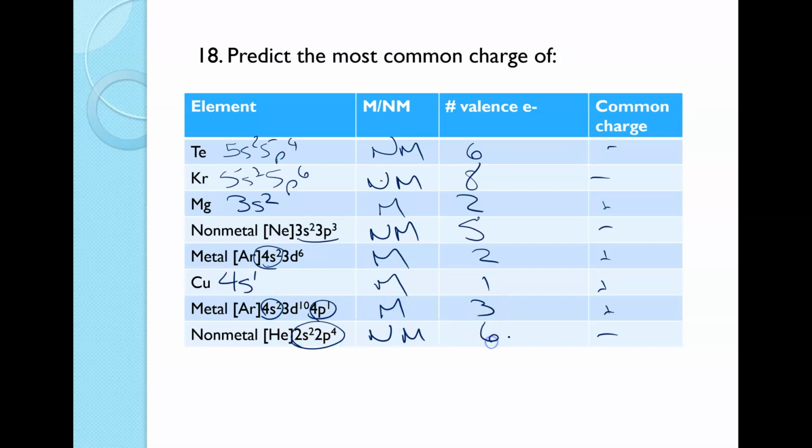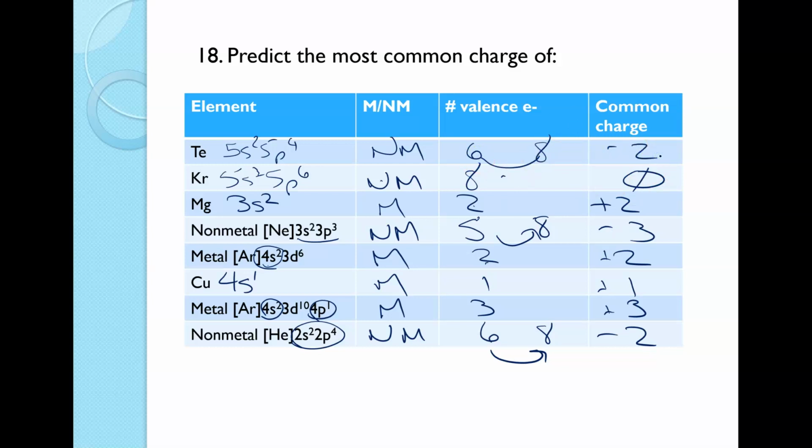Metals, 2 plus 1 is 3. Nonmetals is 6. Okay, and then if it's a metal, I'm just going to take this number and make it positive. Positive 2, positive 2, positive 1, positive 3. If it's a nonmetal, I need to fill it up to 8. Negative 2, up to 8, negative 3. It is at 8, so 0, so negative doesn't really apply. Up to 8, negative 2. And that's how you do it.